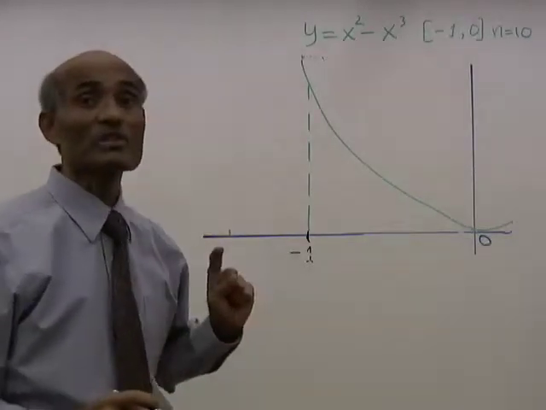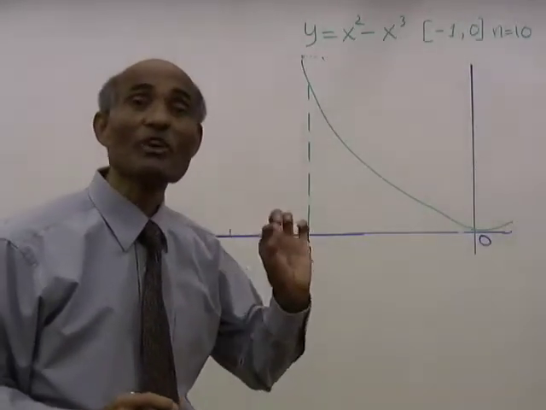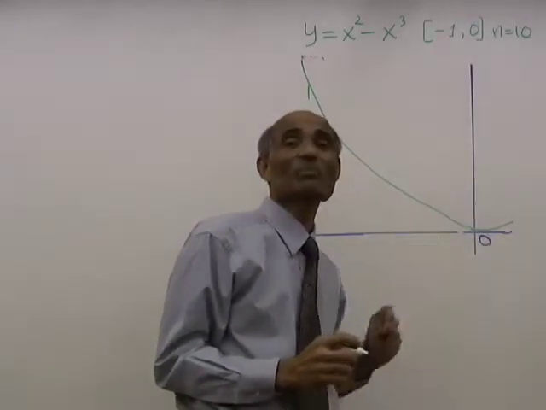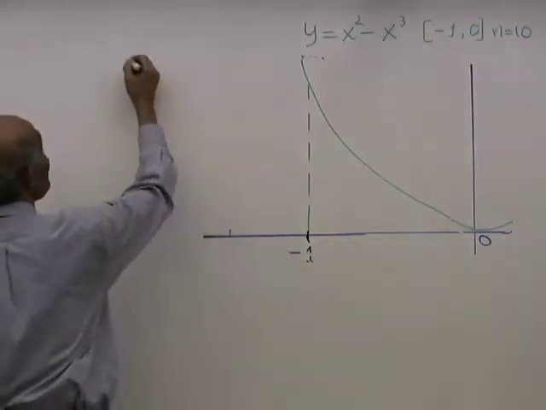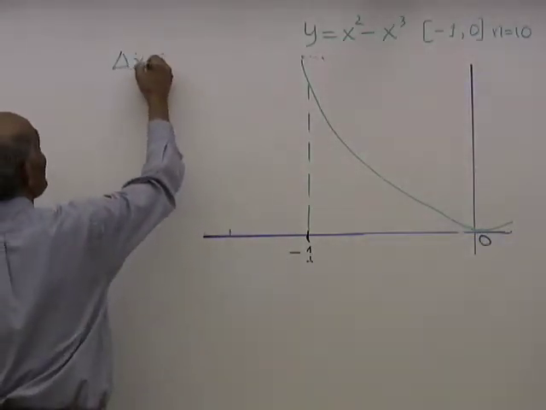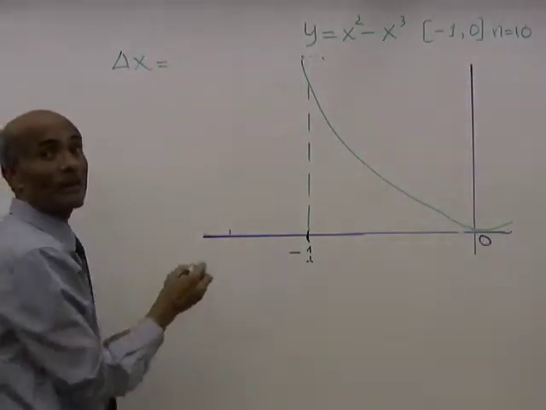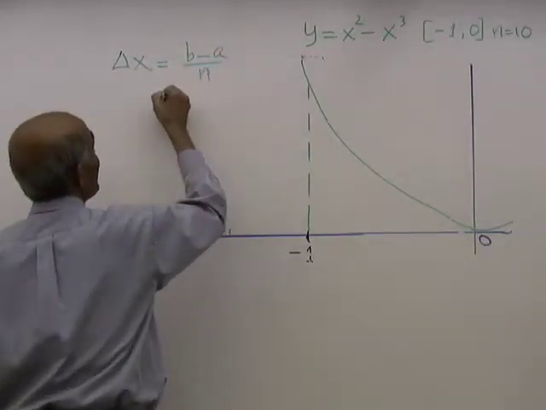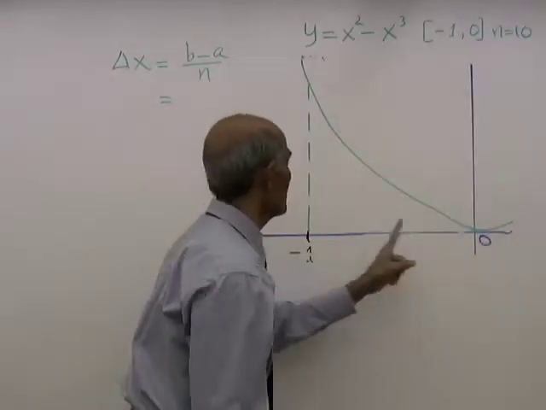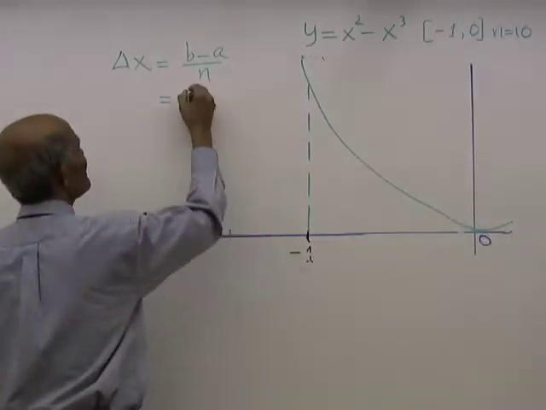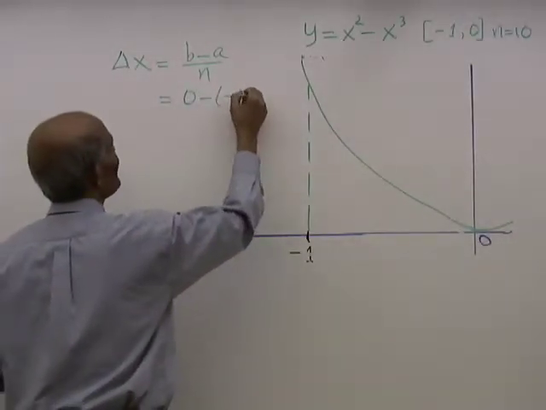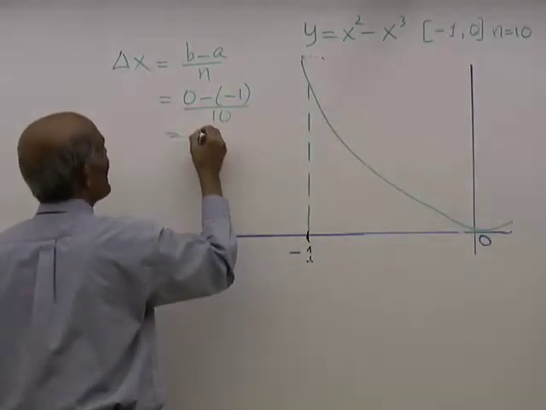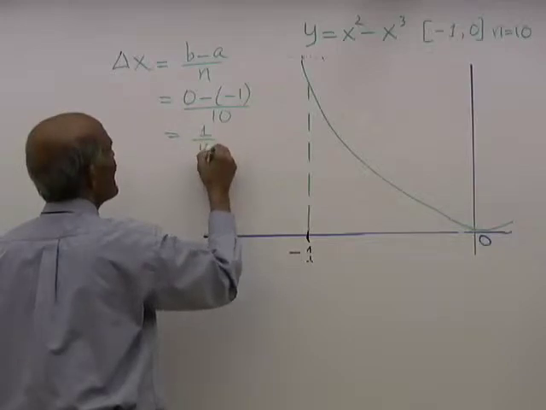Well, what is the first step? The first step is we need to find the width of one rectangle. We are going to divide this into 10 equal parts. So what is delta x? Delta x equal to b minus a divided by n. b is 0, a is -1. So 0 minus -1 divided by 10. And that will be 1 over 10.